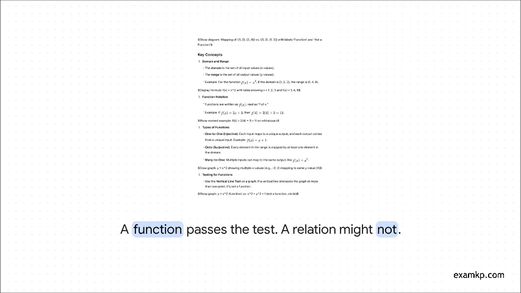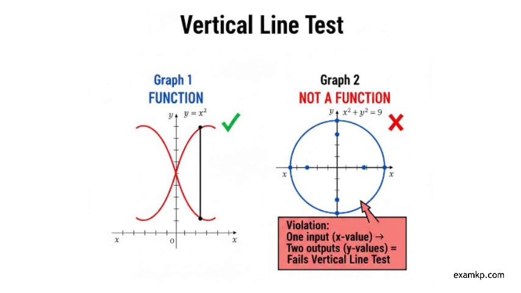That's a function. But now look at the circle. A single vertical line can slice through it in two places. That means one X input is giving two different Y outputs. That's a major foul. And that's why a circle is a relation, but it's not a function.